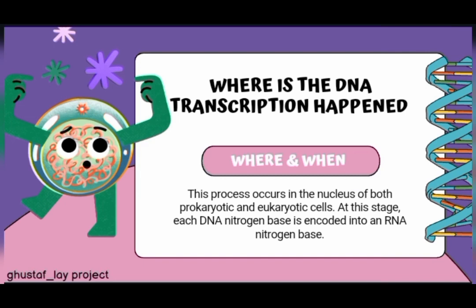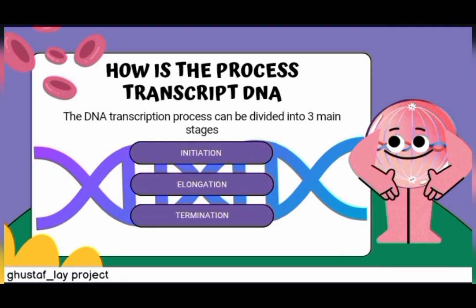Where does DNA transcription happen? This process occurs in the nucleus of eukaryotic cells. At this stage, each DNA nitrogen base is encoded into an RNA nitrogen base. How is the process of DNA transcription done? The DNA transcription process can be divided into three main stages. The first, initiation; second, elongation; and third, termination.